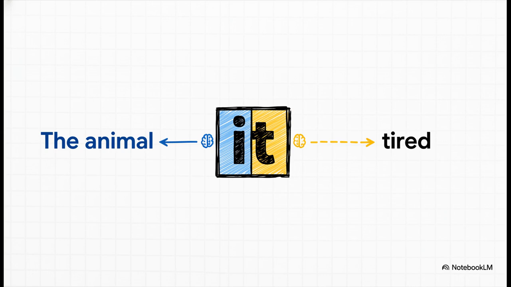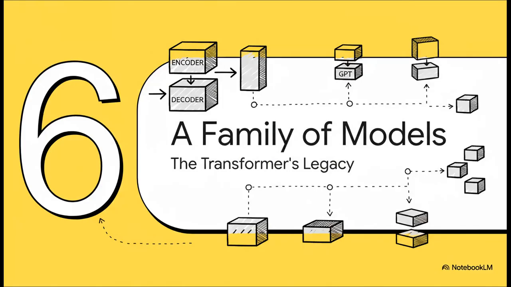So if we go back to our example, when the model is encoding the word "it," one of those attention heads might learn to put a really high score on the animal, figuring out who it is. At the exact same time, another head might learn to focus on the word "tired," figuring out why the action happened. The model's final understanding of "it" is then able to blend all of these different learned relationships together at once. So, now that we have this incredibly powerful building block, let's look at how it became the foundation for all the famous AI models we talk about today.